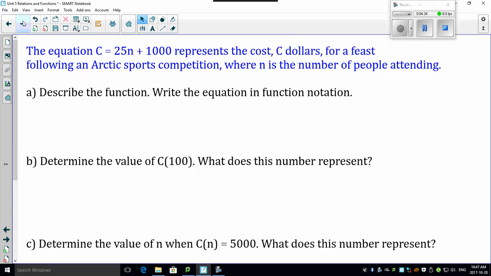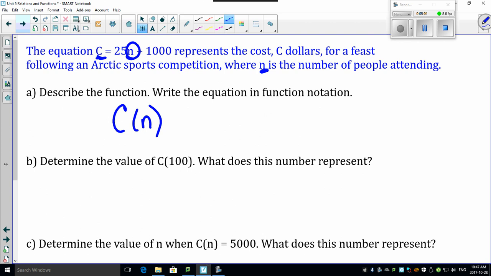Here we go. The equation C equals 25n plus 1,000 represents the cost, C dollars, for a feast following, let's say, some sort of sports competition. N is the number of people attending. Describe the function and write the function in equation notation. Well, wait a second. Cost depends on n. There's your description. Cost depends on the number of people that are coming to your banquet.